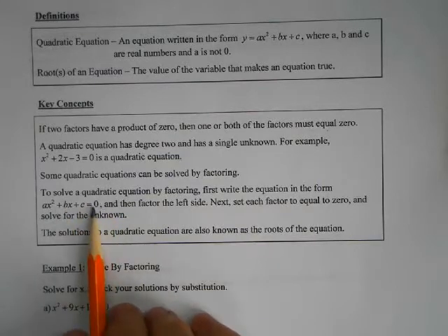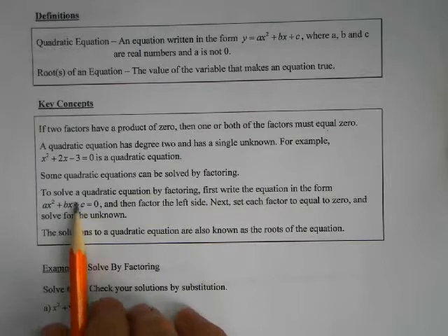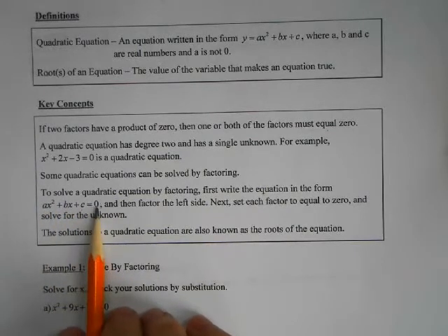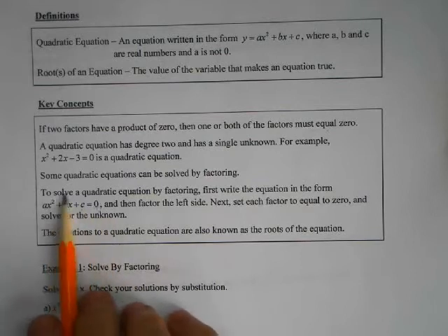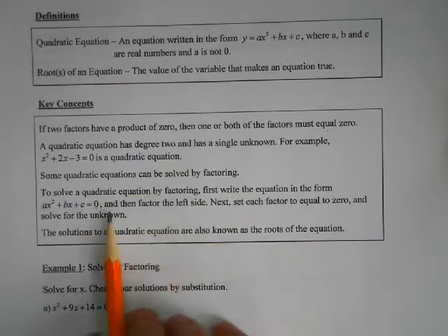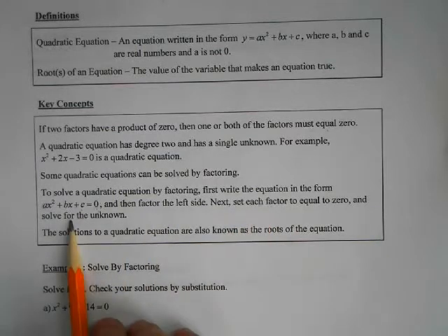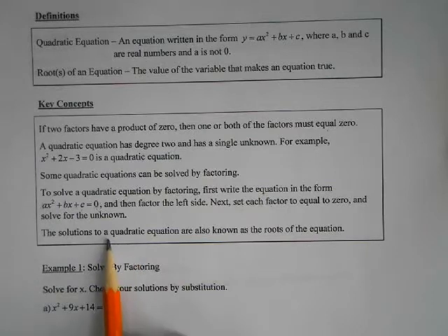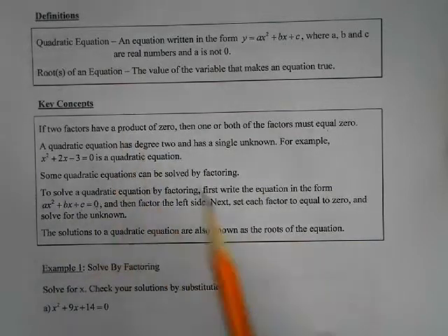In order for us to solve a quadratic equation, we have to have the original, or we have to convert the original so that it has a 0 on one side. Okay, and we'll look at examples where we have to do that. And then what we do is we factor the left side, where the x squared and x are. And then we set each factor to 0 and then solve for each of the unknowns. Okay, and the solutions are also known as the roots.